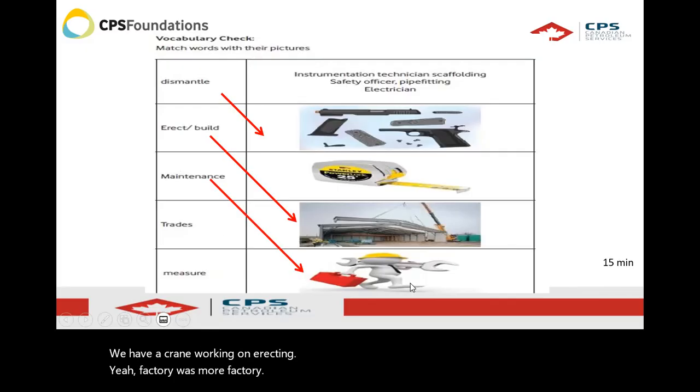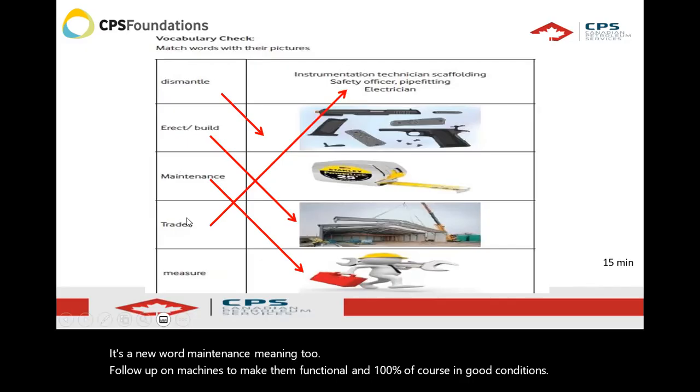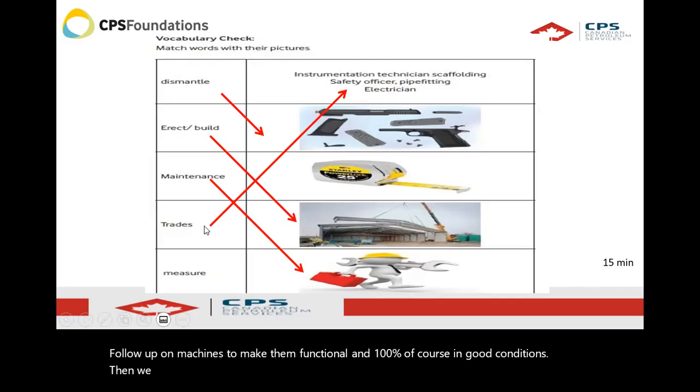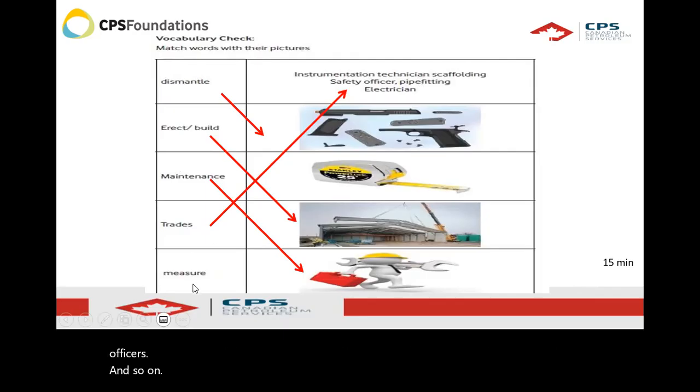Maintenance. It's a new word, maintenance, meaning to conduct follow-up on machines to make them functional and 100% in good condition. Then we have trades. Trades means jobs like instrumentation technicians, scaffolding, safety officers, and so on. The last word is measure. And for measure, we use, of course, a measuring tape.